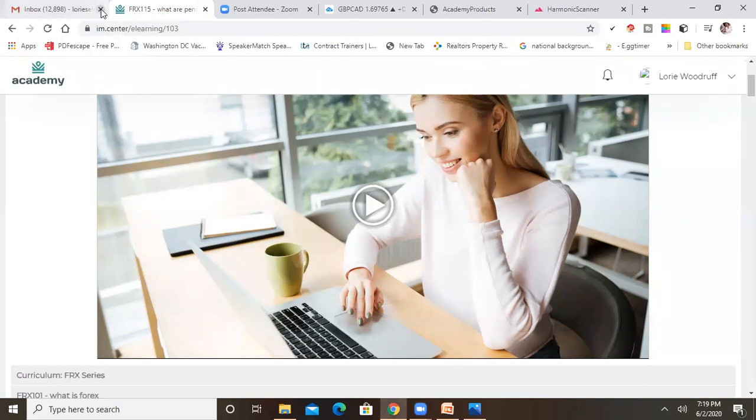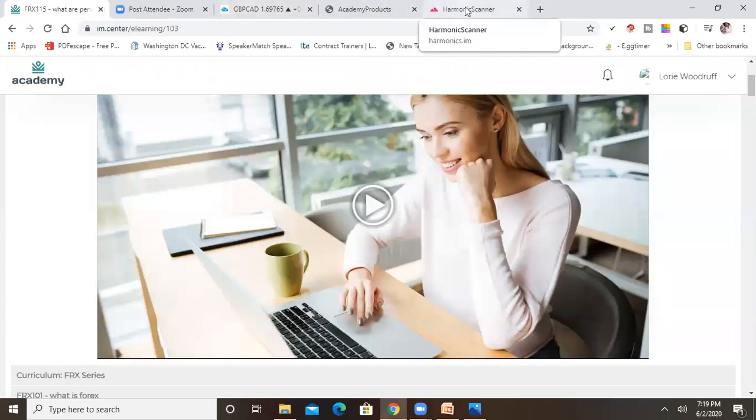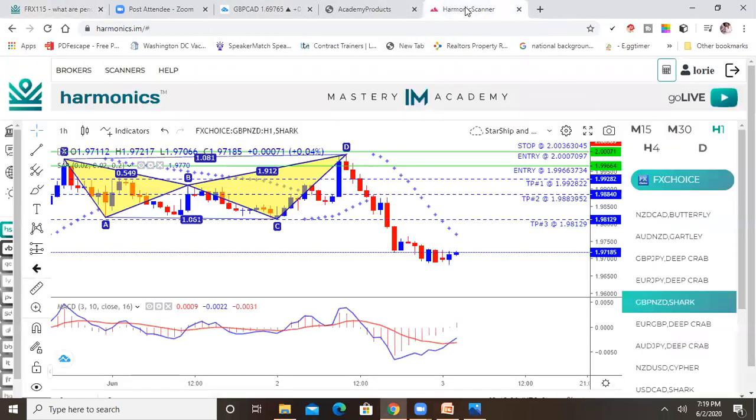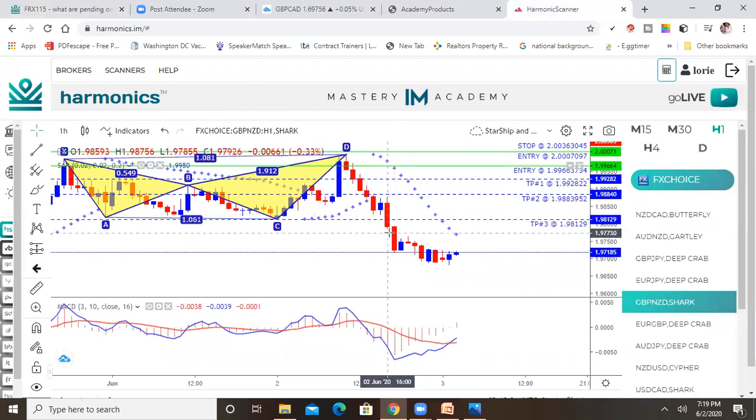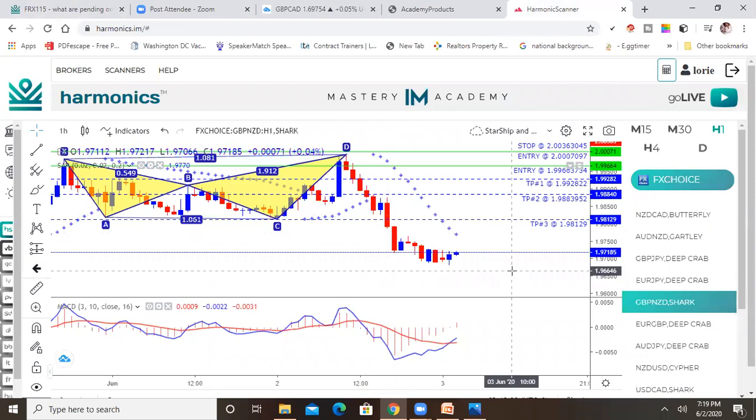All right, so let's get going so we can take a look at the Harmonic Scanner so it makes a little bit more sense. Now, how many people use the Harmonic Scanner? Toss a 1 up in the chat box if you are using the Harmonic Scanner. Please let me know.